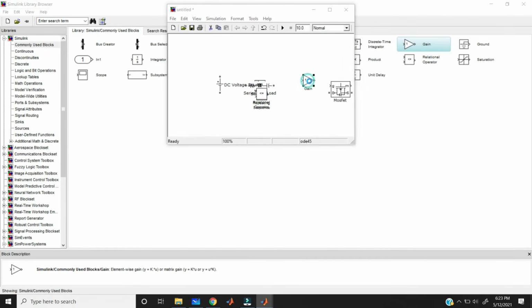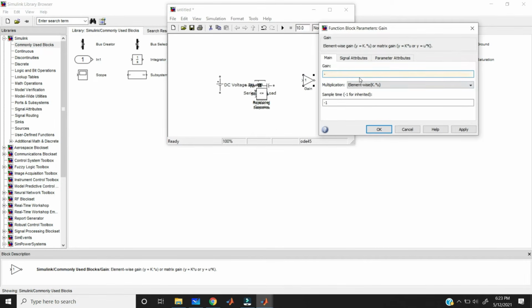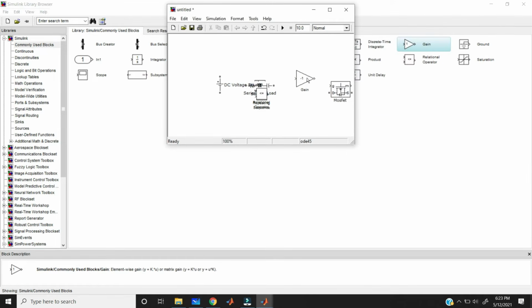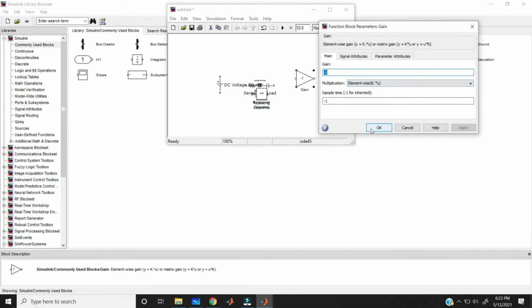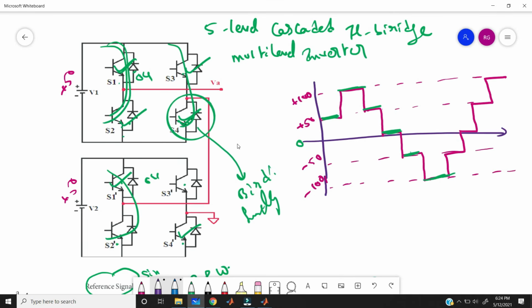I am taking the gain value as -1. You can also use a NOT gate instead of gain. I will tell you later why I am taking the gain as -1. And then what do we need? We need a voltage measurement to measure the voltage of the load.